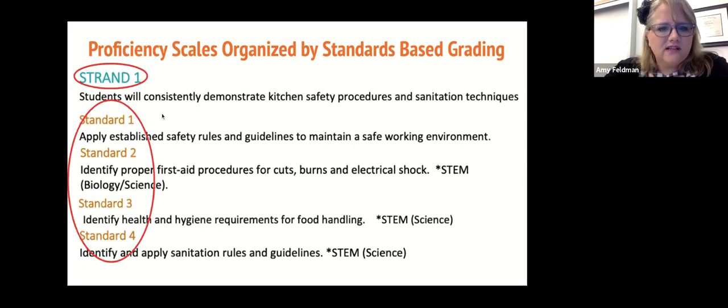So in foods class, we have our strand, which I think is the same across any education. Then under the strand are the standards, right? And under each standard are bullet points. So I am showing you that this is strand 1. Under strand 1, there's standard 1, 2, 3, and 4, and so forth.